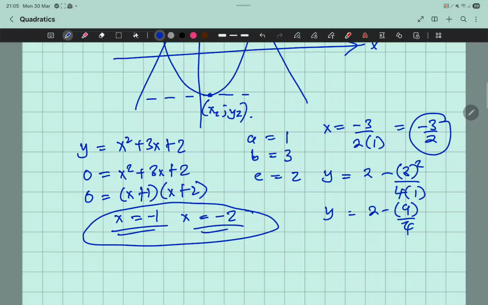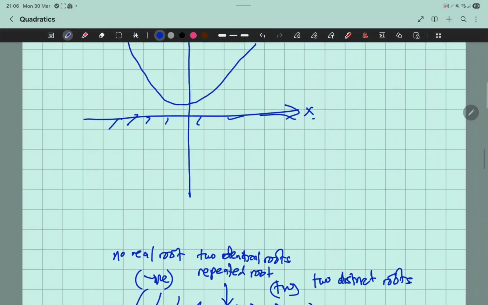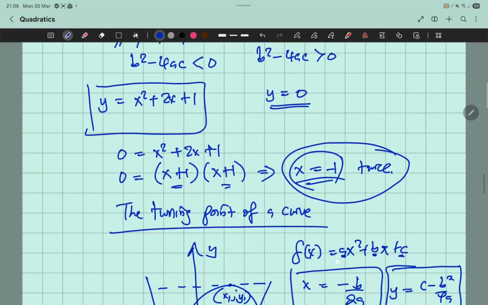Let's type that out. Just a moment. So it's actually -1/4. So the coordinates of the turning point are -3 over 2, -1 over 4. This is how we find the coordinates of the turning point. In the case where you cannot factorize like this, do not waste your time trying to figure things out. Just use the quadratic formula.